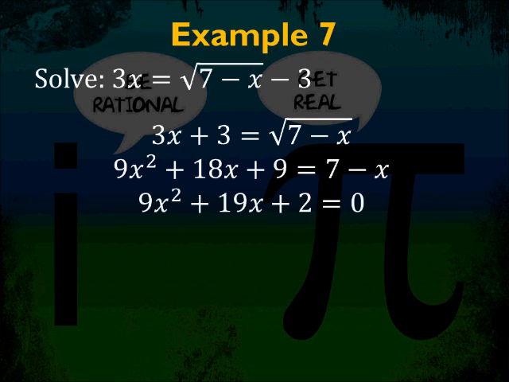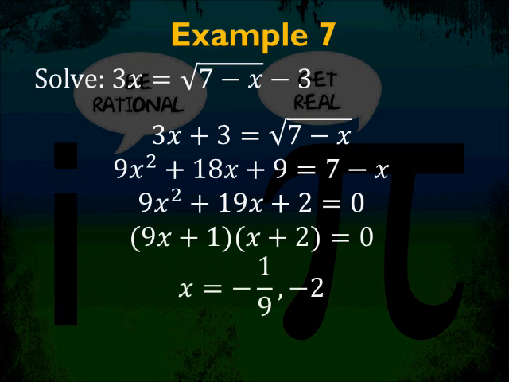Let's move everything over to the left side. We get that, and you're going to have to either use a box, the cross, or just use brute force. And eventually you'll get 9x plus 1 times x plus 2 equals 0. So our possible solutions are negative 1/9 and negative 2.